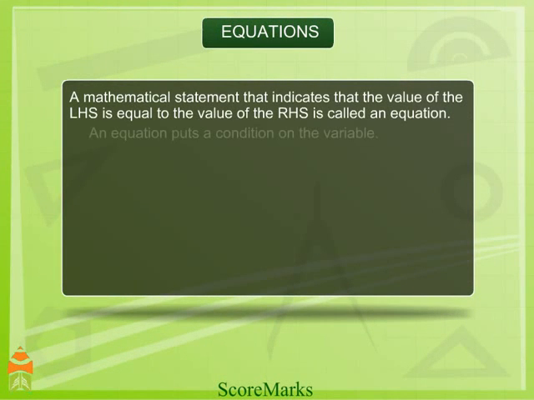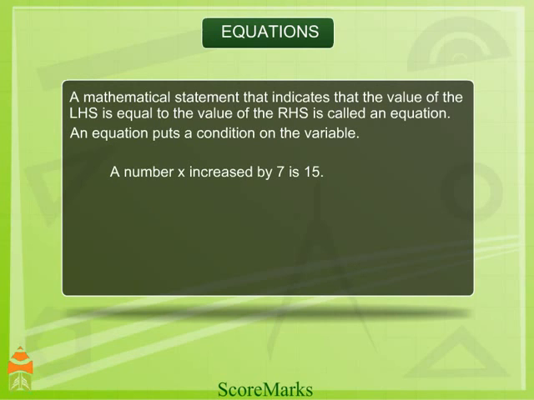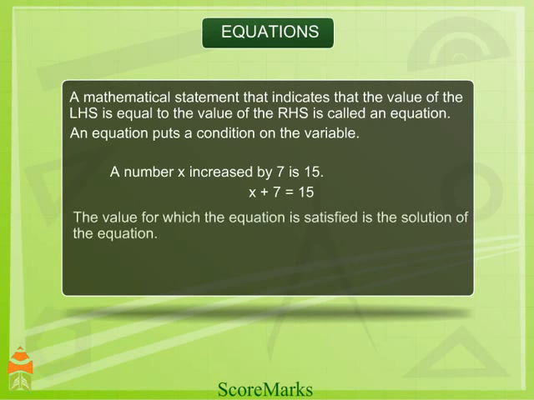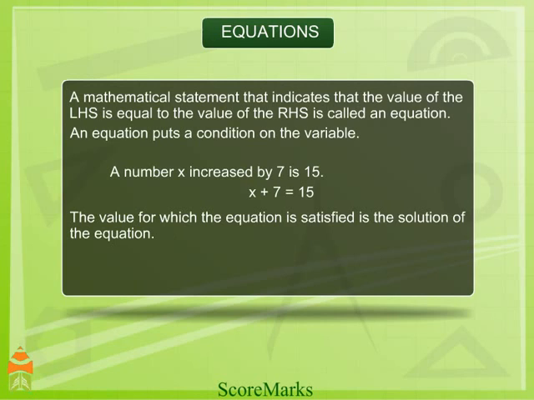Equations. A statement of equality which involves one or more variables is called an equation. Consider the statement: a number x increased by 7 is 15. We can write it as x plus 7 is equal to 15. The value for which the equation is satisfied is the solution of the equation. For example, the equation n upon 3 is equal to 6 is satisfied for n equal to 24.